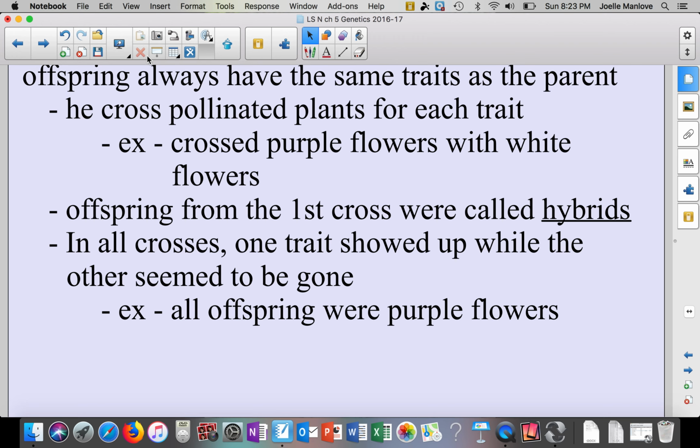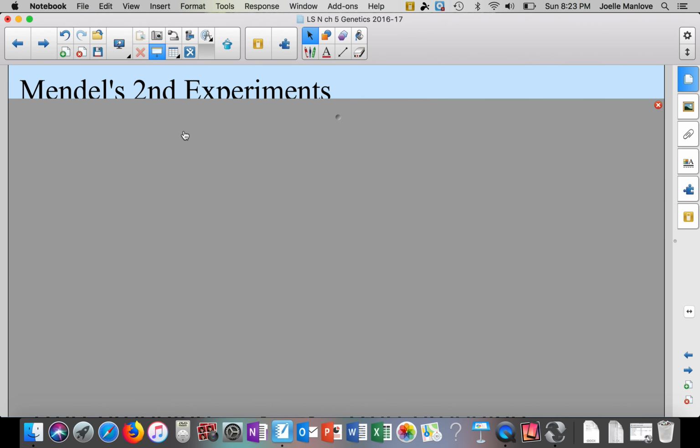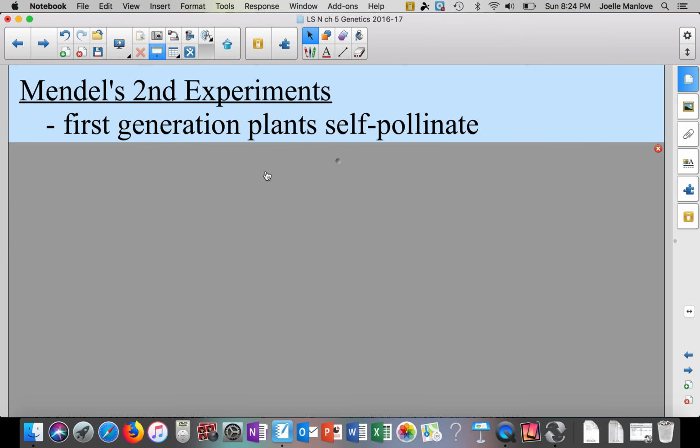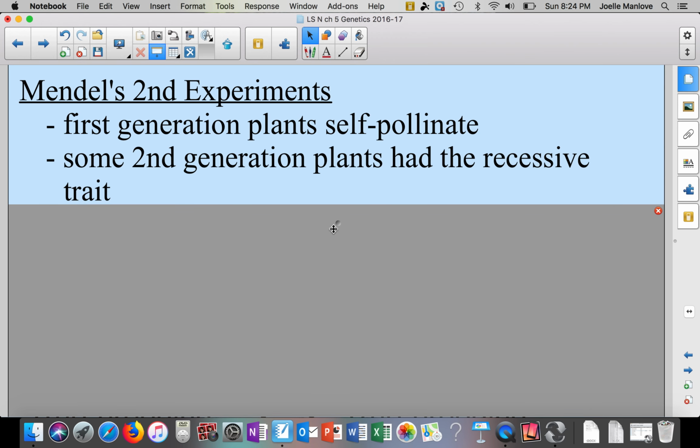Well, so this makes Mendel start thinking, right? He's trying to figure out why, what happened to the white? So that leads him to his second experiments. In his second experiments, what he did was he took those first generation plants and self-pollinated them. So those hybrid plants, those plants that were made from that first experiment, he let them self-pollinate.